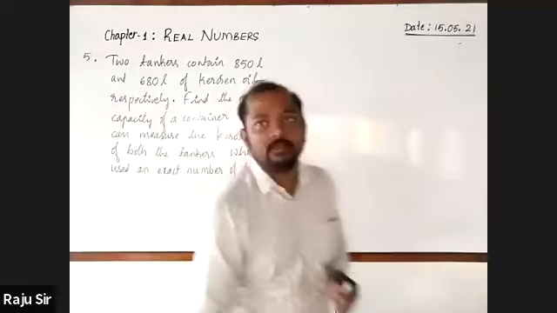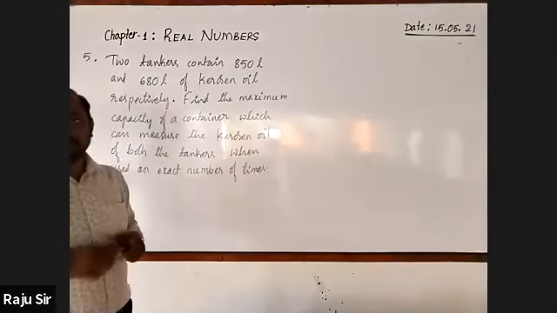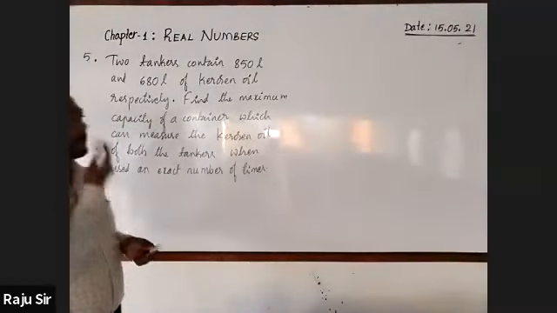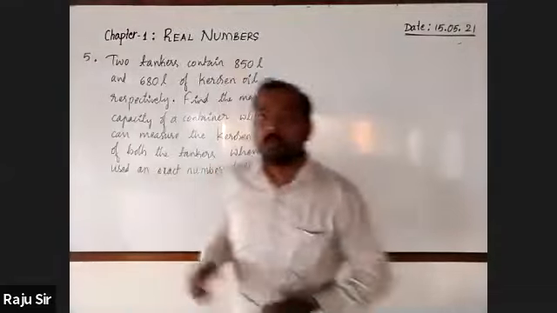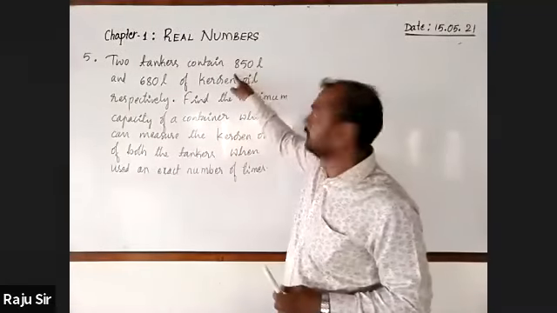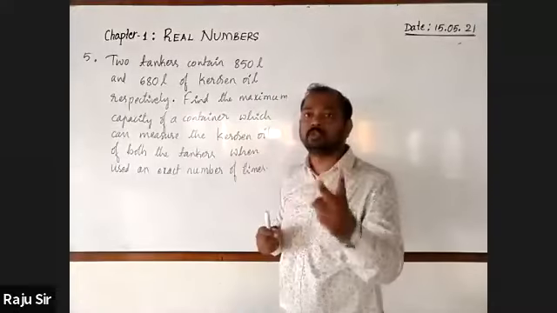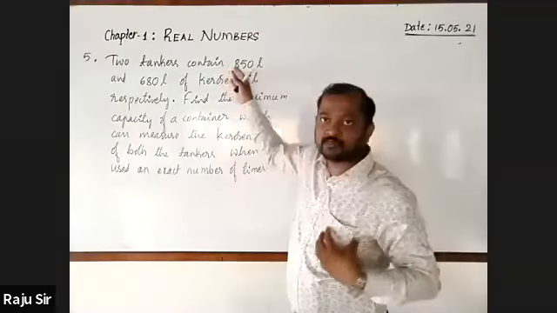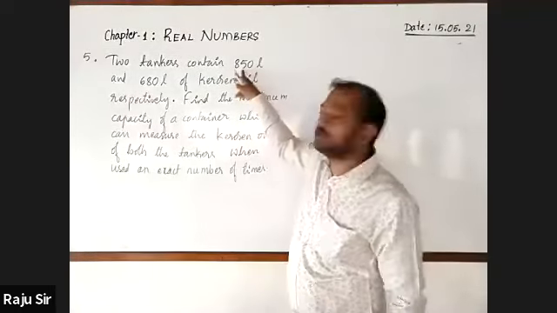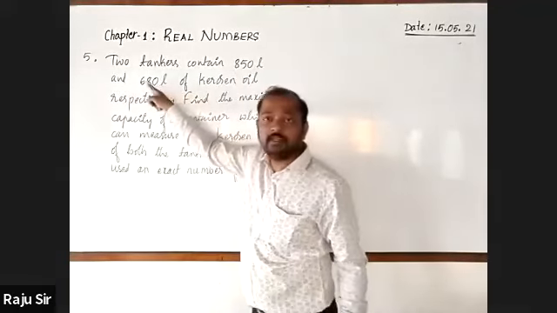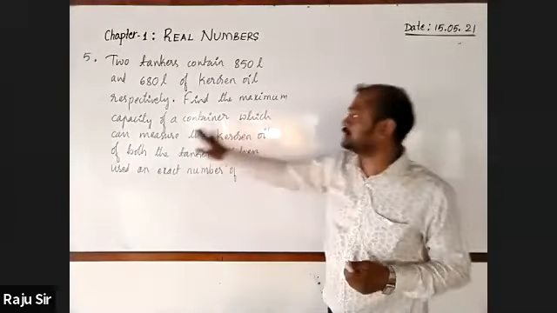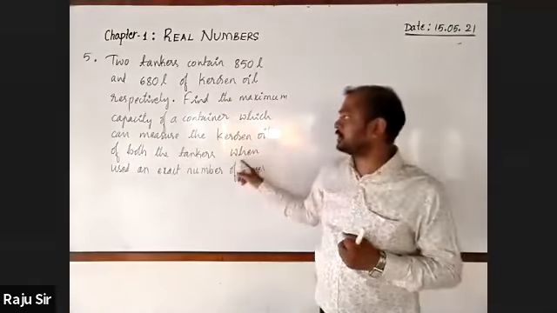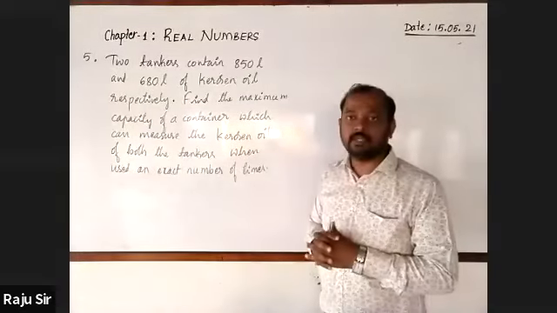Hope that you all have written. Now, go through the statement. Two tankers contain 850 liters and 680 liters of kerosene oil respectively. There are two tanks. In the first tank, there is 850 liters of kerosene oil, and in the second tank, 680 liters of kerosene oil. You are going to find out the maximum capacity of a container which can measure the kerosene oil of both the tankers when used an exact number of times.